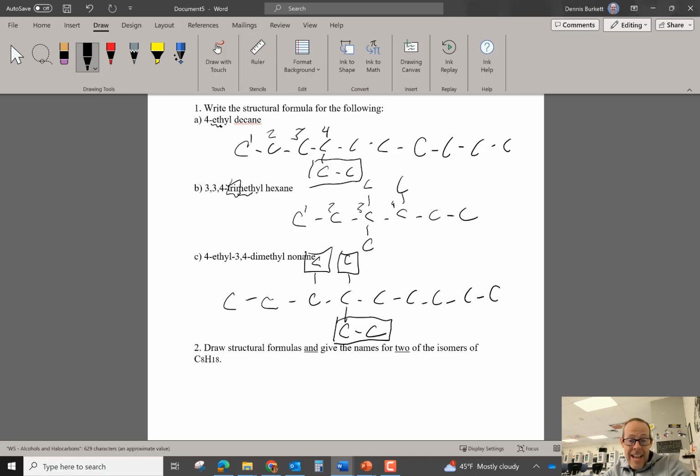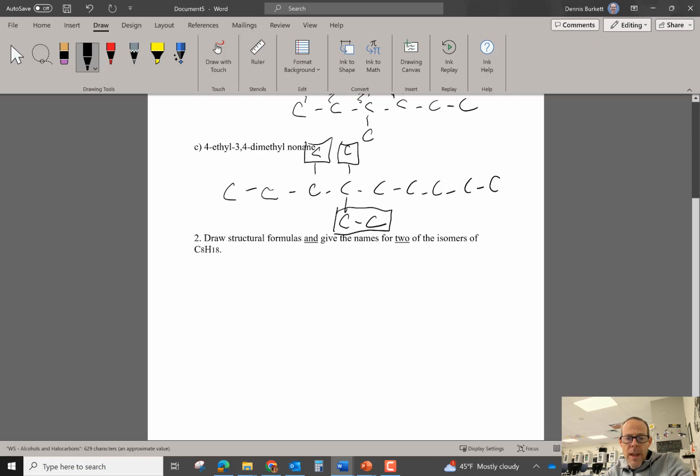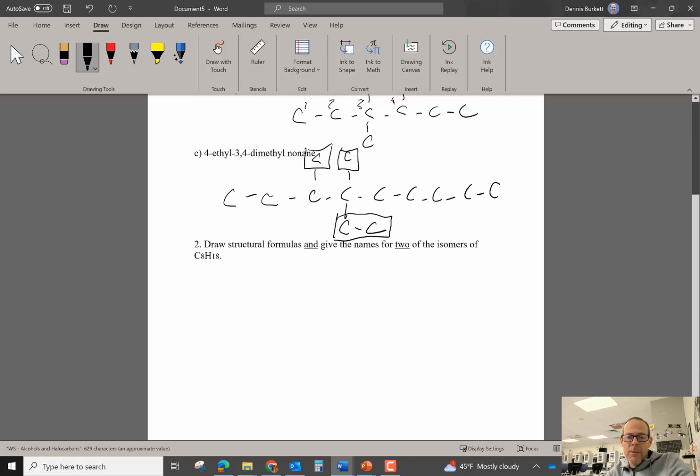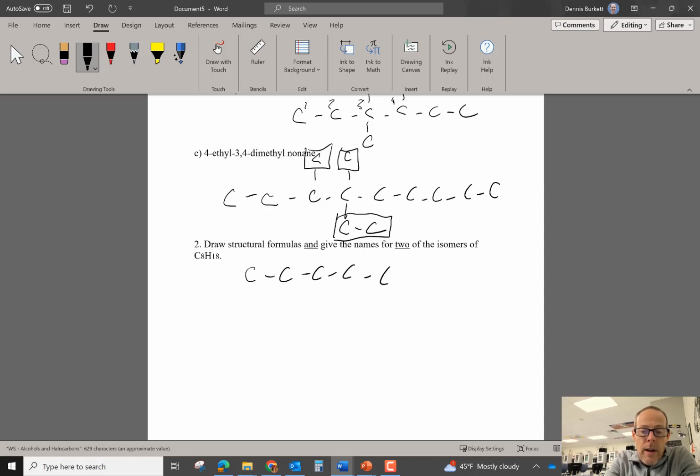All right. Lastly, on your quiz tomorrow, draw the structural formula and give 2 names for 2 isomers of, and it has the formula. Okay? So unlike your homework where I said butane, you have a formula. So I would start with the obvious one. I'm going to put 8 carbons in a row. 1, 2, 3, 4, 5, 6, 7, 8. And what am I going to call that? 8 is oct. So I'm going to call it octane.